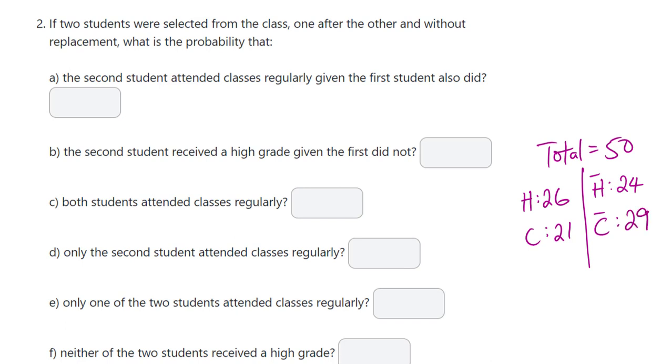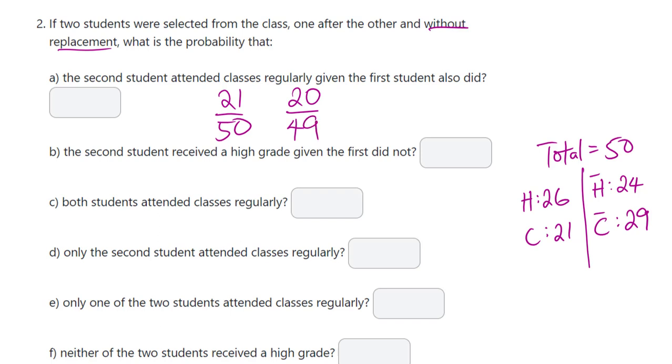So in this question, 2 students are selected, one after the other and without replacement. So what is the probability that the second student attended classes regularly, given that the first also did? So we know the probability that the first student attended class regularly will be 21 out of 50. And then if we've selected that first student and the second one is selected without replacing the first student, there will be 20 students left out of a total of 49 left.